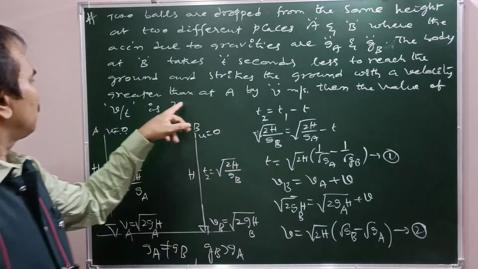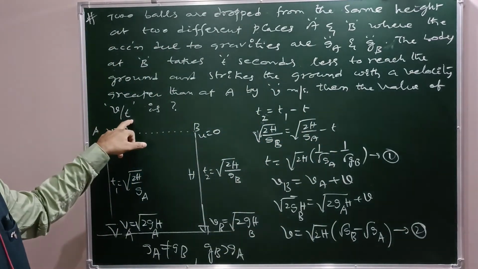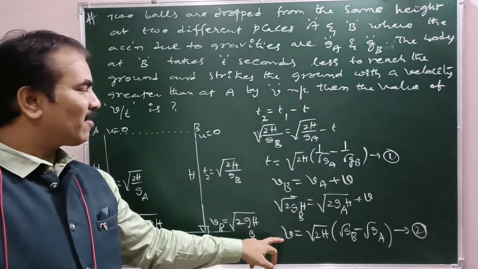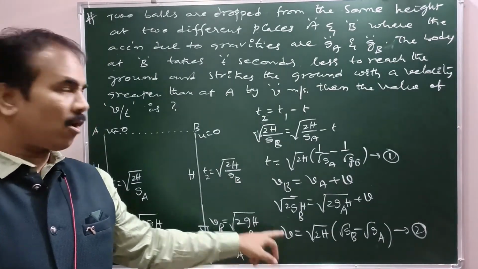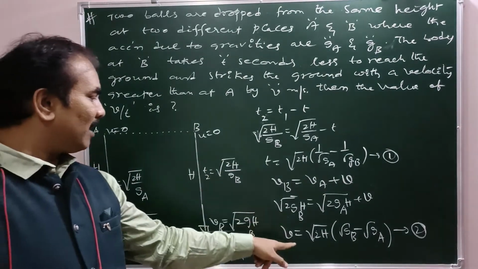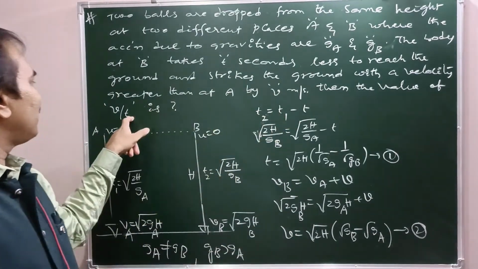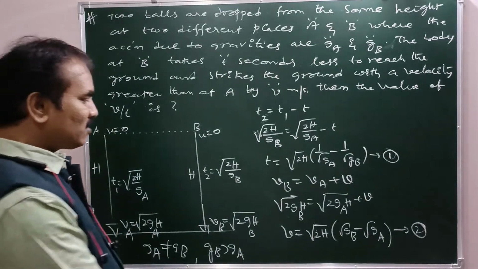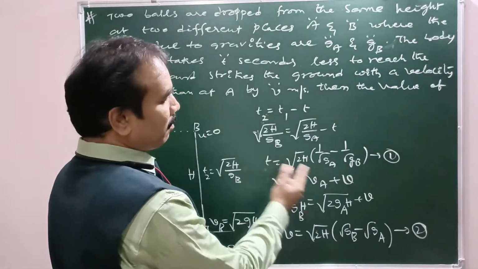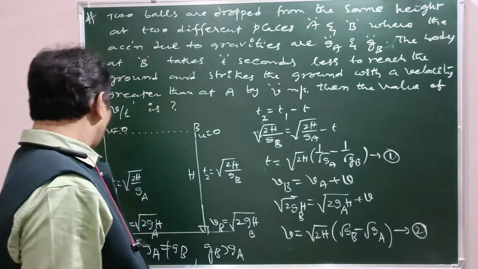Now the question is to find V by T. Now V, what is V here? Additional velocity acquired by a freely falling body which is dropped at place B. That is the additional velocity acquired, V meters per second. That V by T is the question. V by T means we have the V value, we have the T value. Now take 2 by 1.